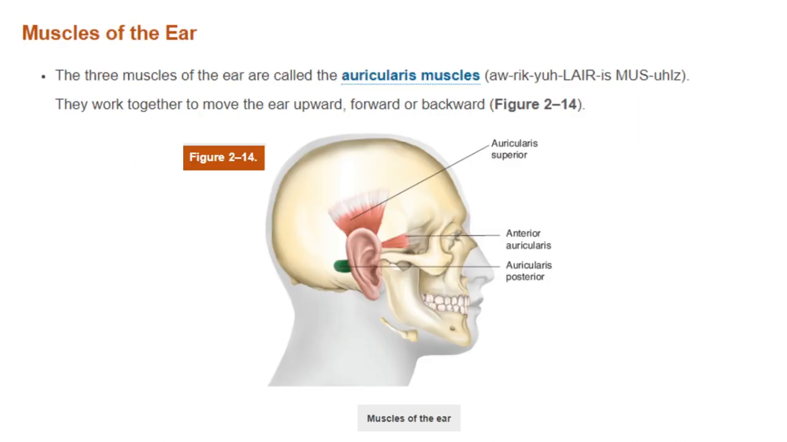Muscles of the ear. The three muscles of the ear are called the auricularis muscles. They work together to move the ear upward, forward or backward, Figure 2.14.